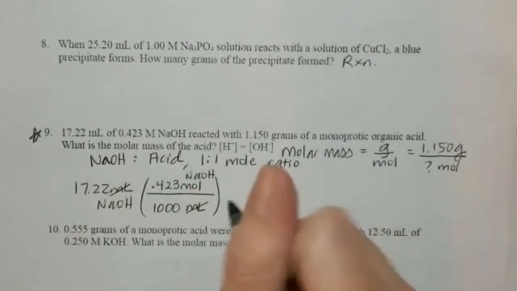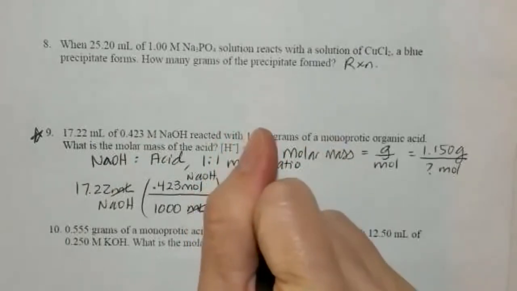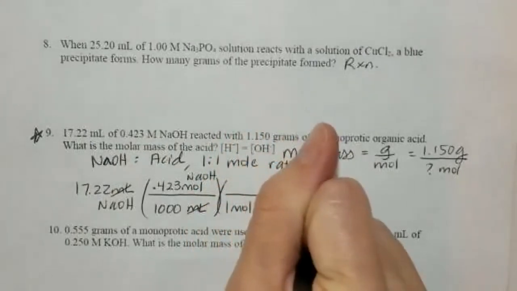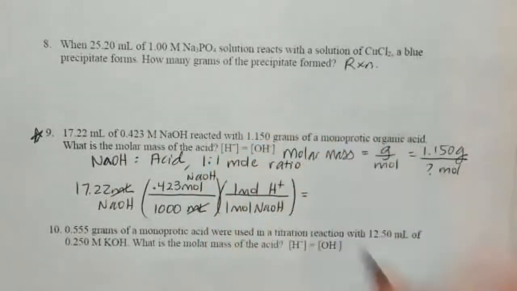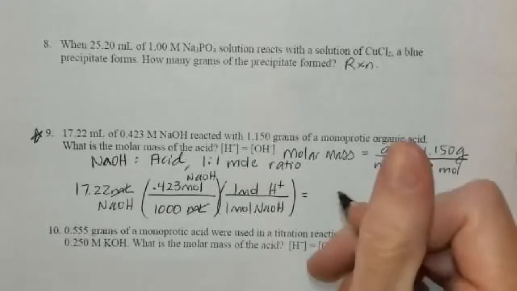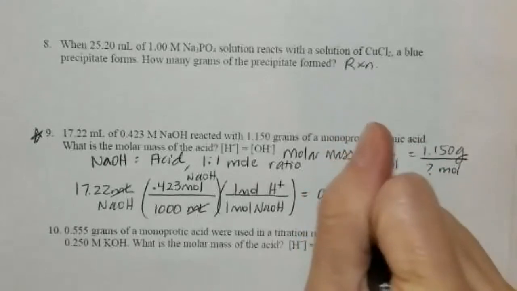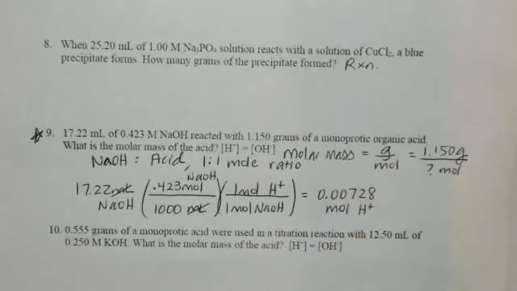And then as I was mentioning, because it's a monoprotic acid, for every mole of sodium hydroxide, I'm going to have 1 mole of acid. Don't know what the acid is, but I know that that mole ratio is 1-to-1. So if I take my 17.22 times 0.423 divided by 1,000, I'm going to get 0.00728 moles of that acid.